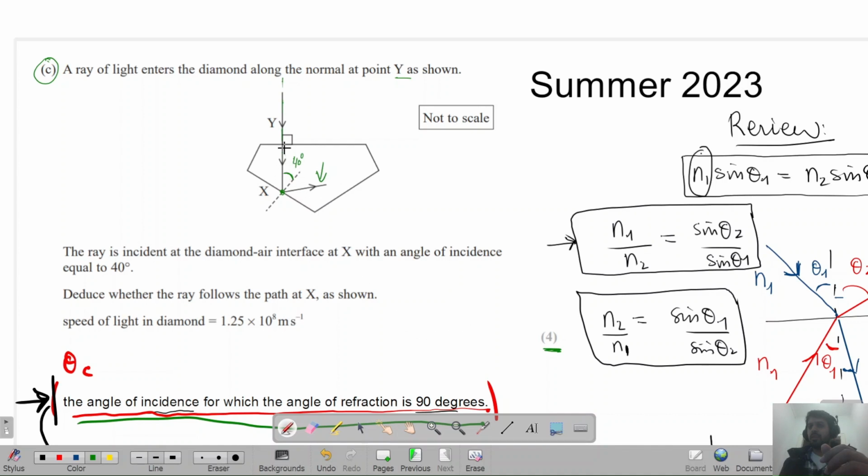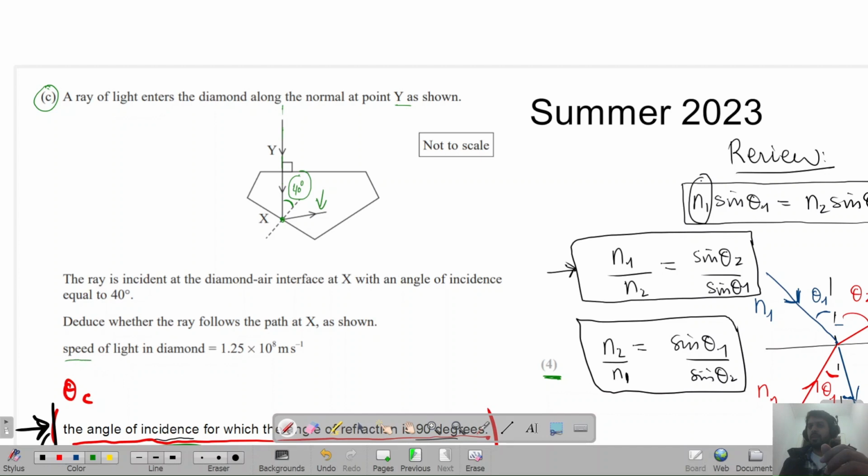So you can see that the ray of light got reflected inside the diamond, right? This is called total internal reflection. So the question is basically asking to deduce whether total internal reflection is possible or not if the angle of incidence is 40 degrees. And you can also see that the speed of light in diamond is given, right?